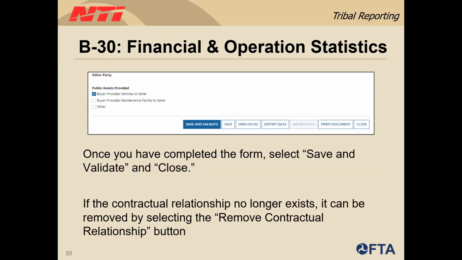Once you have completed this form, select Save and Validate. If the contract has been terminated this year, you can remove the B30 form from your report package by selecting the Remove Contractual Relationship button at the bottom of your report package summary page.